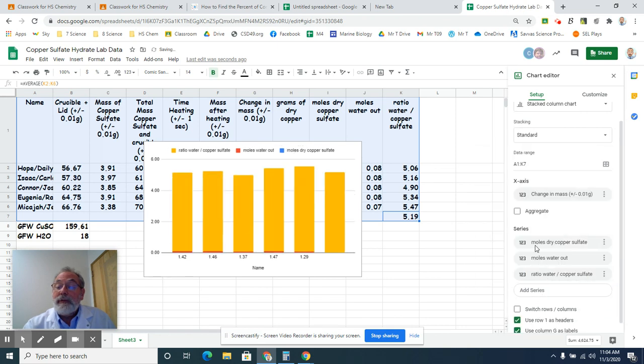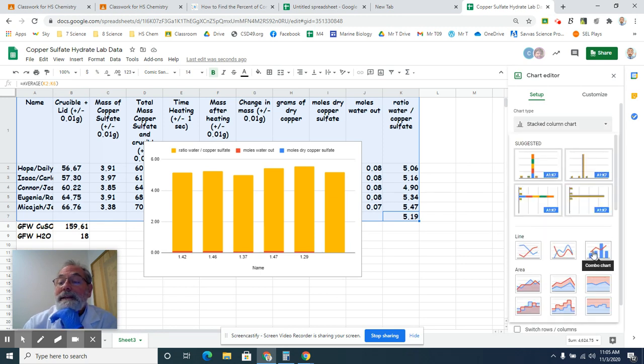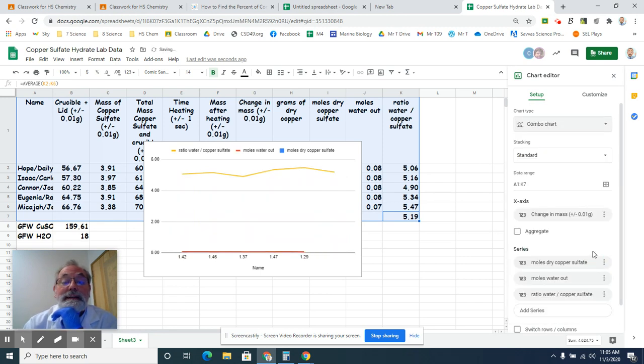Okay, so we got 3 on the y-axis, 1 on the x. So now we go to customize. Well, we pick our graph next. Now, I like this one for some reason. I don't even know why I like it, but I do. So now we're going to try and get these separated out and get it to looking more sensible.